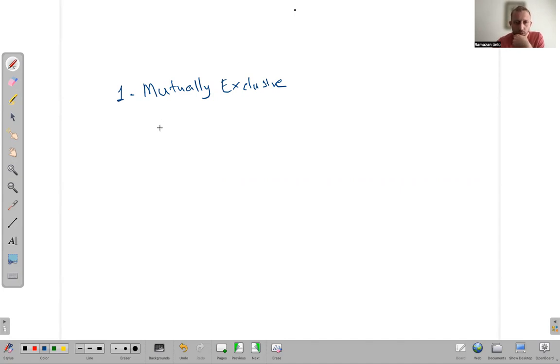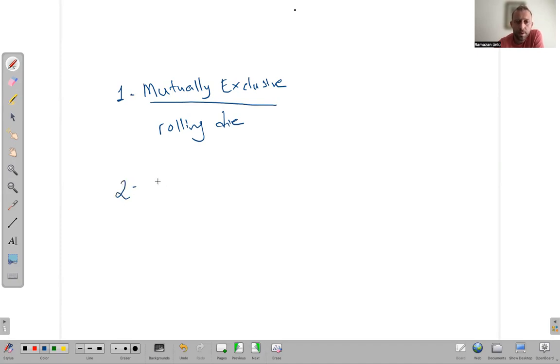Or the rolling die example. Is it possible to get more than one entry after a random experiment? I mean, after rolling a die, it's not possible, right? So I can get only one, or I can get only two, etc. So I can get only one result. So if your sample space satisfies this rule, I can say that the sample space is mutually exclusive. This is the important thing.